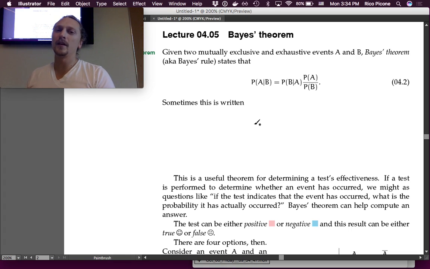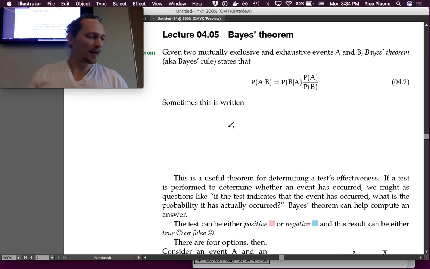And Bayes' theorem, aka Bayes' rule, states that the probability of A given that B occurs is equal to the probability of B given that A occurs times this ratio of probability of A and probability of B. That's not the form we usually use it in, though.